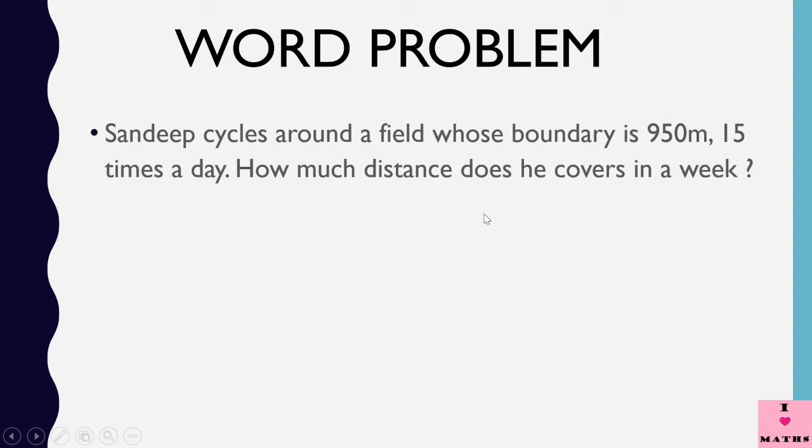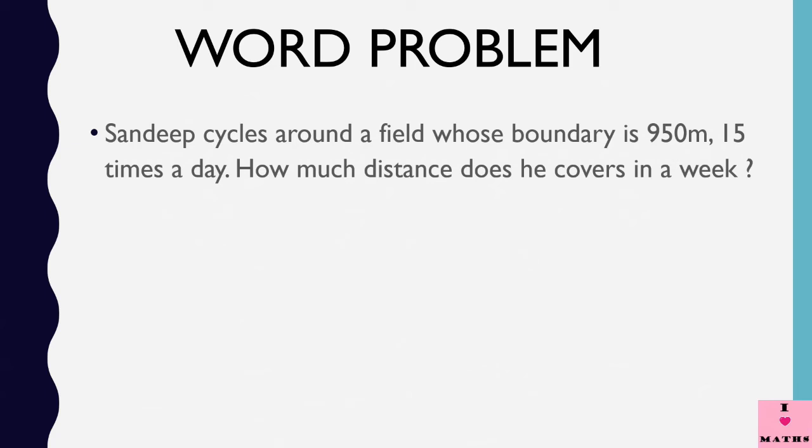So Sandeep goes round and round the field, and he cycles around the field 15 times a day. So we have to find out how much distance does he cover in a week. Okay. Now 950 plus 950 plus 950 plus 950, like this we have to do 15 times. Now what is this? This is repeated addition.